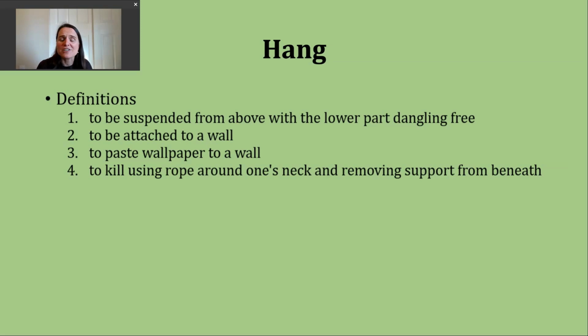A fourth way to use the verb hang, unfortunately, is a little negative. It's referring to killing someone. And this particular method of killing is done by attaching a rope around one's neck, and then support is removed from one's feet or from below, so that the individual is left suspended from that rope. Their feet are dangling, and this will ultimately kill them.